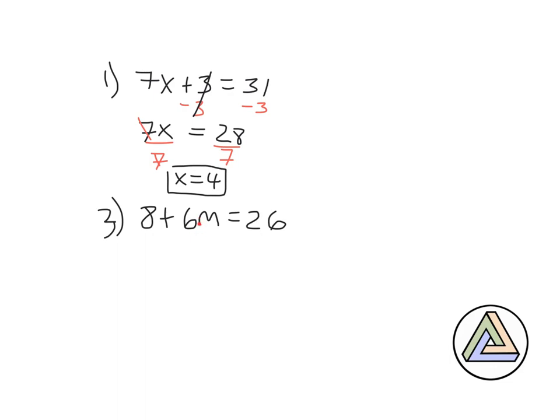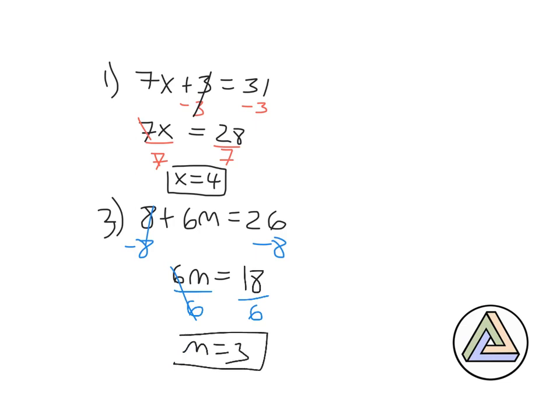So the goal is to get this 6m by itself first, and then we can divide by that 6. We've got to get the 6m by itself first, so we're going to subtract 8 from both sides. So we have minus 8, canceling, we end up with 6m, and that equals 26 minus 8. I like to think of 16 minus 8 as definitely 8, so 26 minus 8 is going to be 18. So we have 18 right there, and then dividing both sides by 6 would leave us with m equals 3. Hopefully that makes sense.